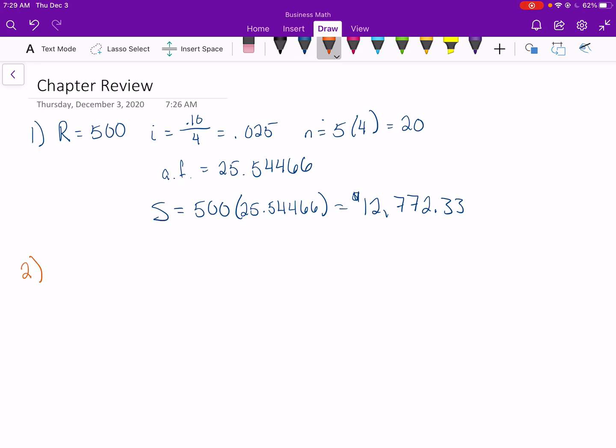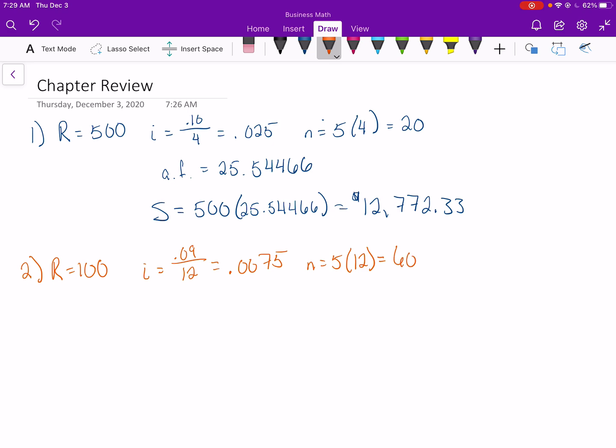Number 2 is very similar, except now we have an annuity due. So compute the accumulated value of an annuity due of $100 per month for 5 years, assuming the interest rate is 9% compounded monthly. So we're going to start out the same way. So R is 100 because we're doing $100 a month. I is that 9% divided by 12 because it's monthly, so that's 0.0075. N is 5 years times 12 times per year, which is 60.